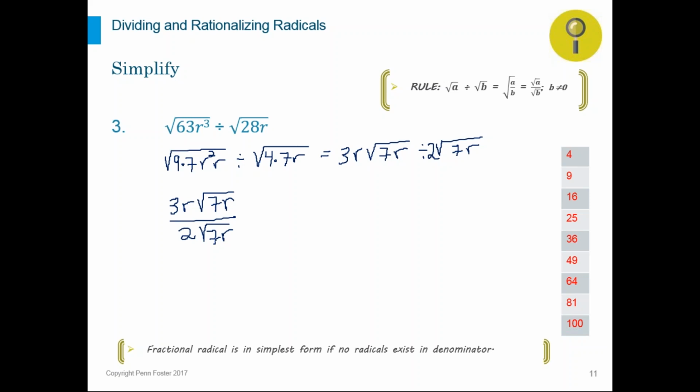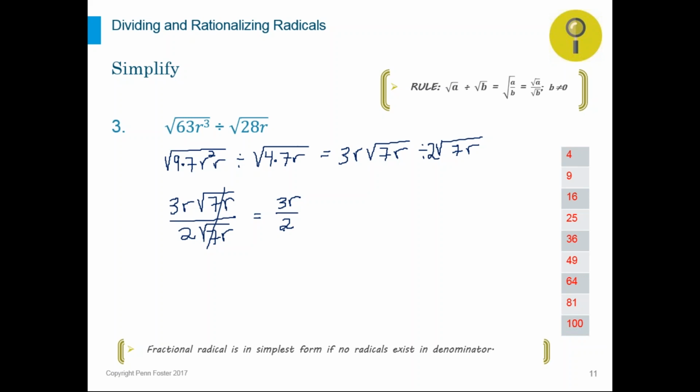Well, I see the radicals are the same. Any number over itself is what? 2 over 2 is 1. Negative 1 over negative 1 is 1. The square root of 7r divided by the square root of 7r is 1. That's canceled out. Our answer is 3r over 2. And in this case, we did not need to rationalize the denominator. We do not have anything in the denominator to rationalize. So that is your final answer.